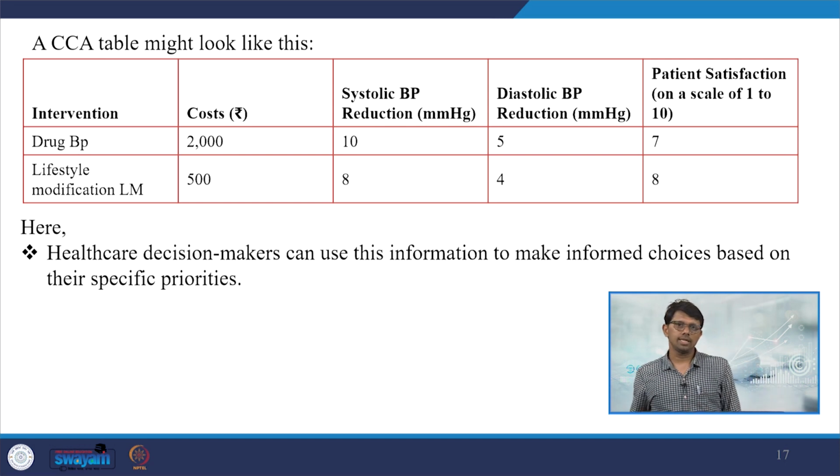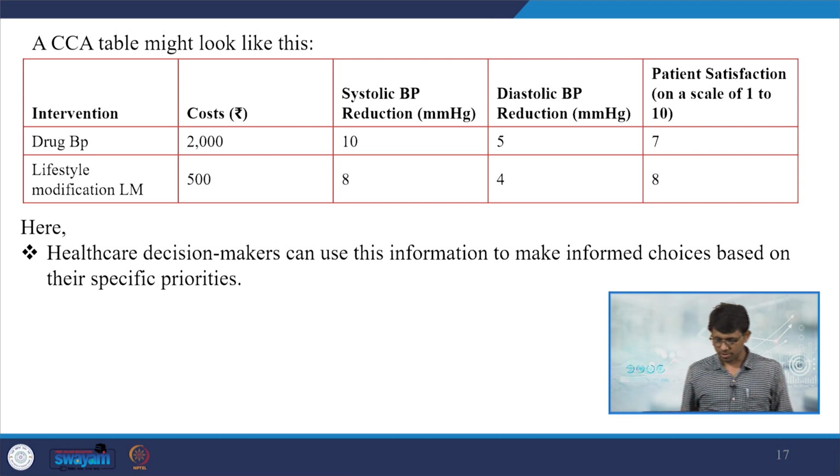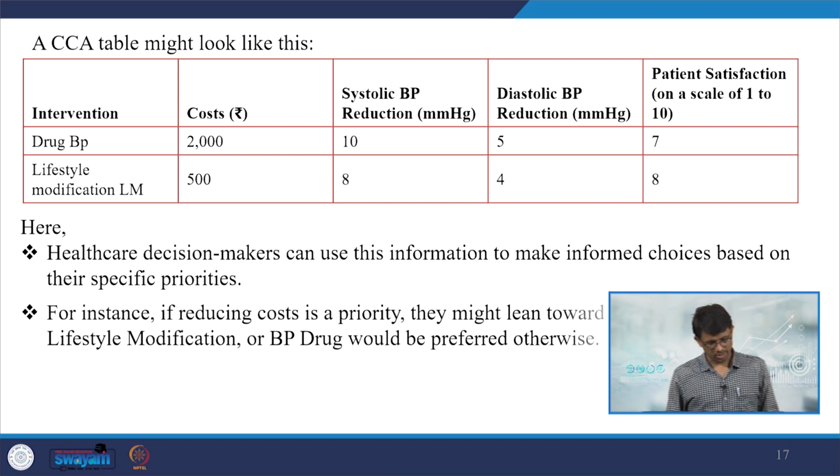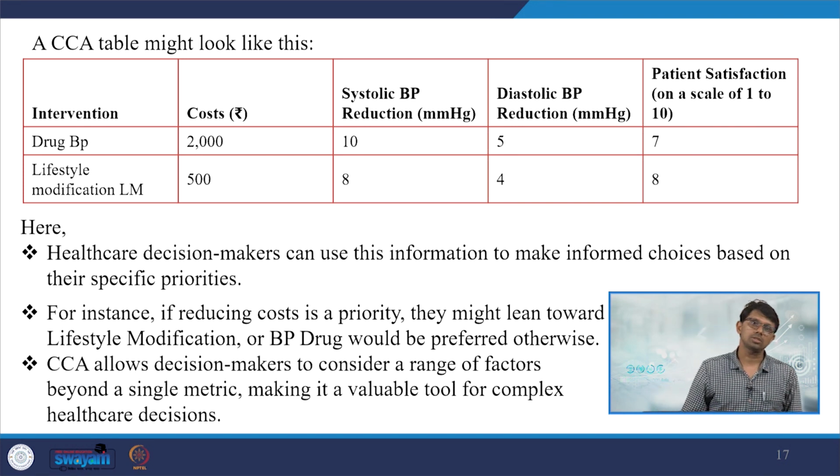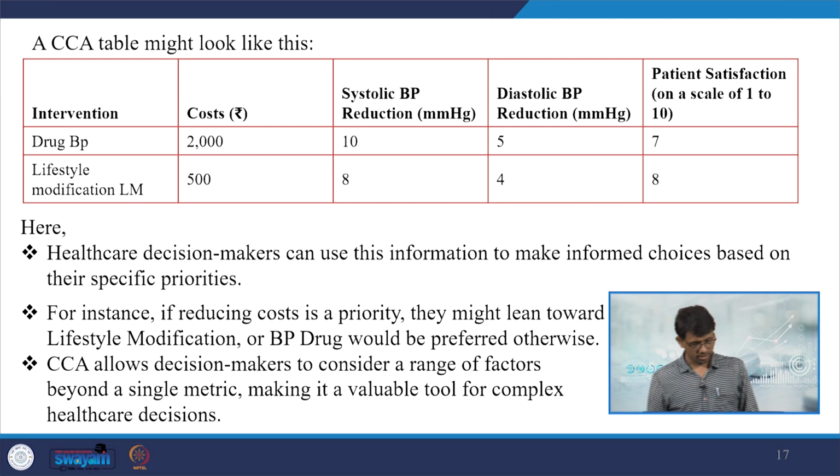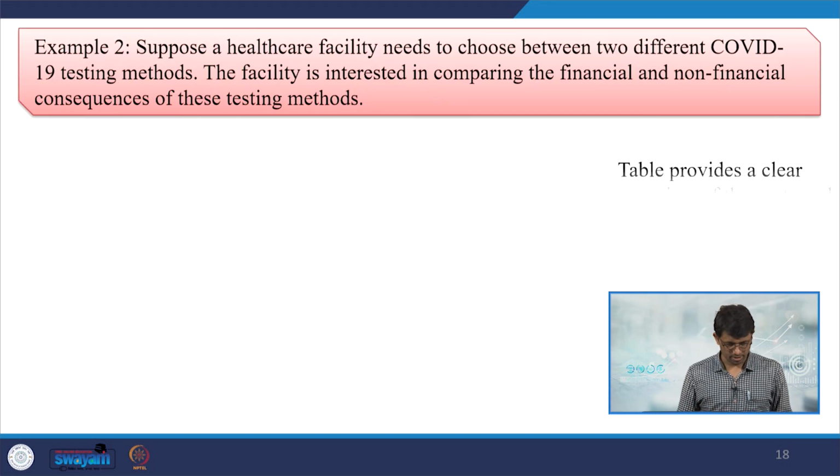Here the healthcare decision makers can use this information to make informed choices based on their specific priorities. Like if reducing cost is a priority, they might lean towards lifestyle modifications, or otherwise BP drop would be preferred, based on cost. CCA allows decision makers to consider a range of factors beyond a single metric, making it a valuable tool for complex healthcare decisions.